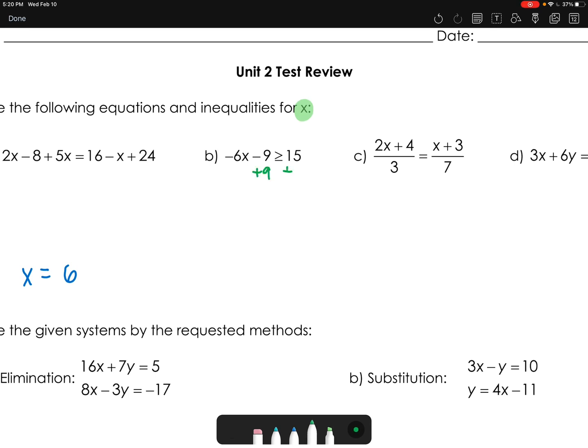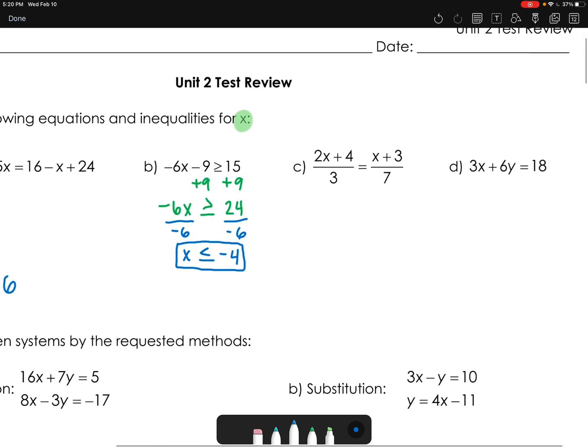The first thing I want to do is add 9 to both sides, and I get negative 6x is greater than or equal to 24. Now this is something we talked about in the past week: when we divide by a negative, what happens to the inequality sign? The inequality sign is going to flip. So instead of greater than or equal to, it's going to be less than or equal to, and your answer is x is less than or equal to negative 4.